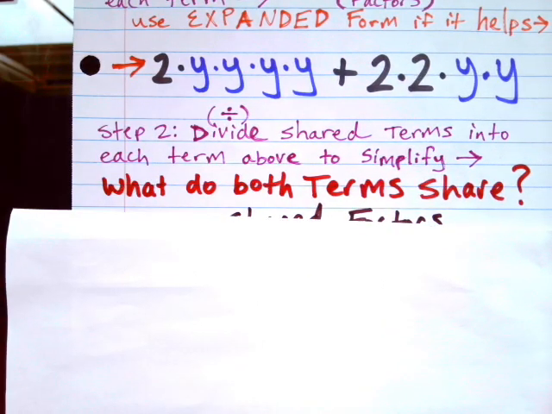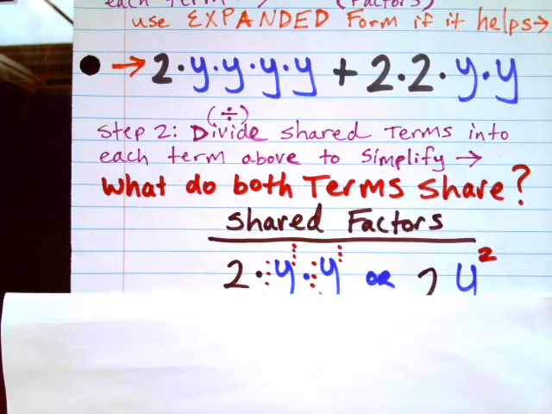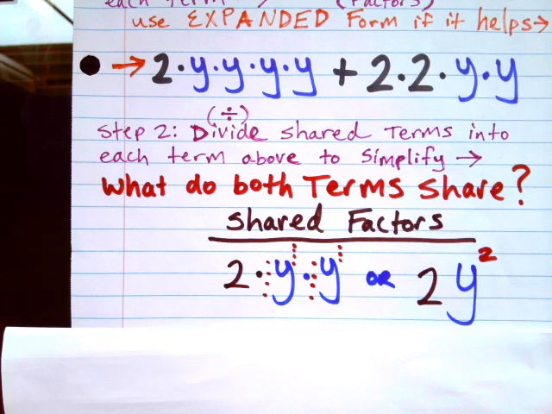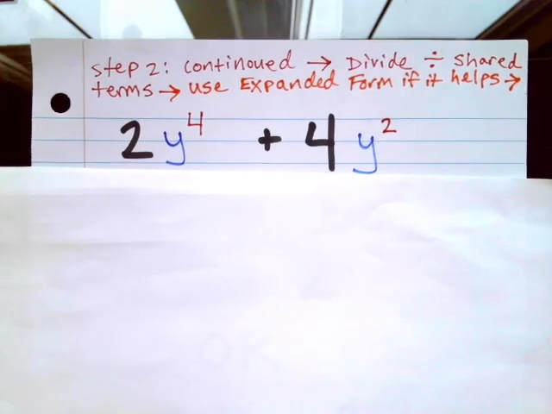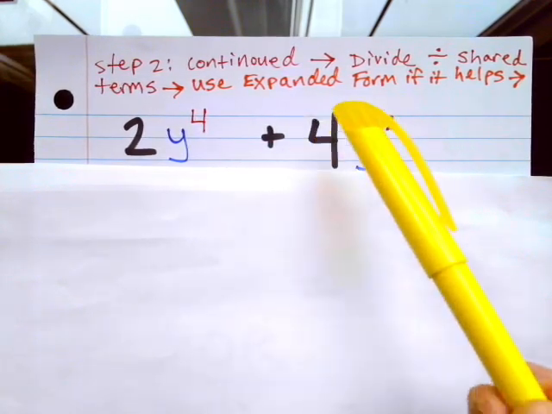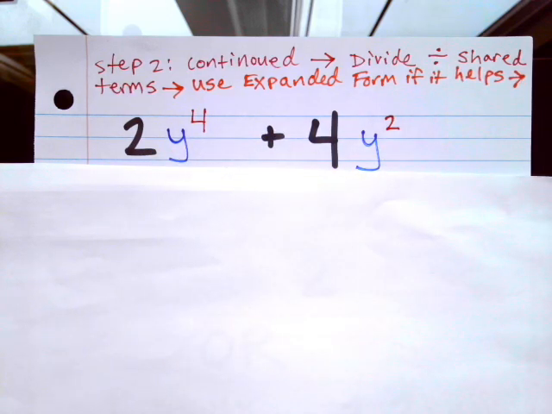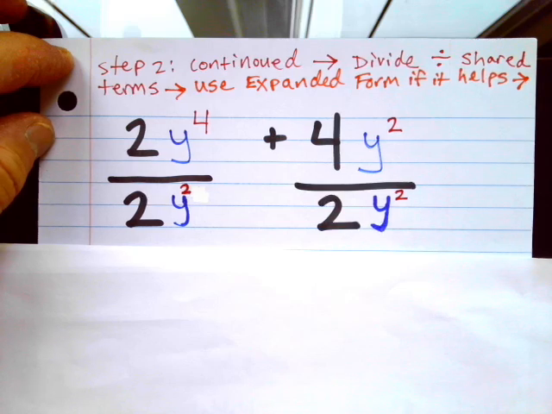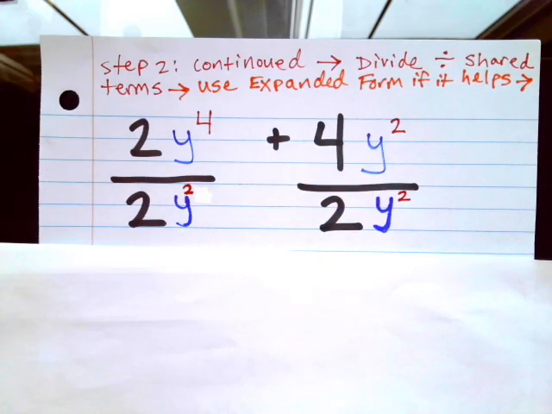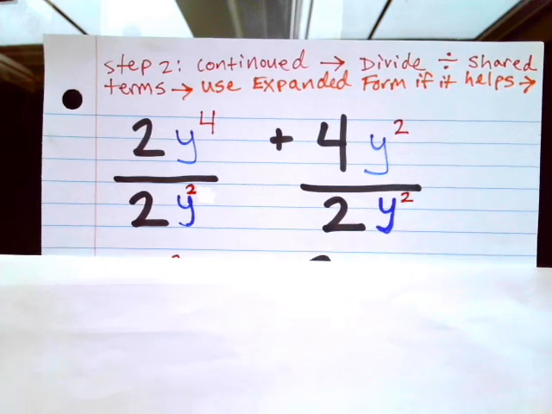In step 2, divide shared terms into each term above to simplify. What do both terms share? They both share a 2y squared. And in these next steps, I'm going to show you how we're going to do that. So we have step 2, continue dividing the shared terms using expanded form if it helps. If you don't need it, then you don't need it. And I'm going to show you both right here. So I'm going to divide 2y squared into both of these terms, because both of these terms share 2y squared. They'll divide evenly into 2y to the 4th plus 4y squared.